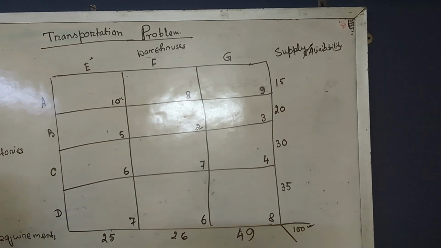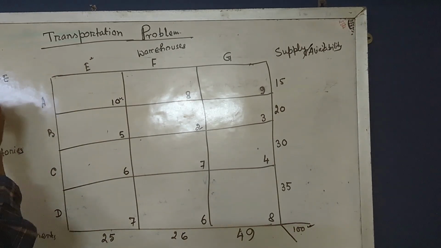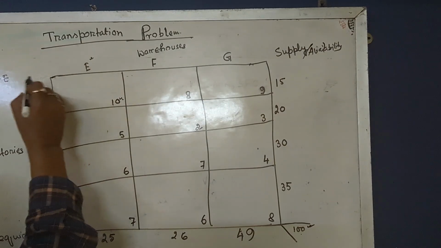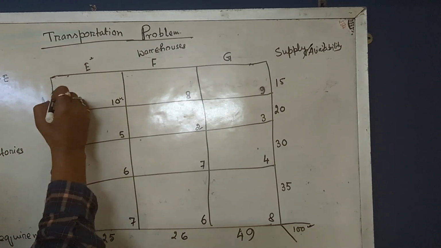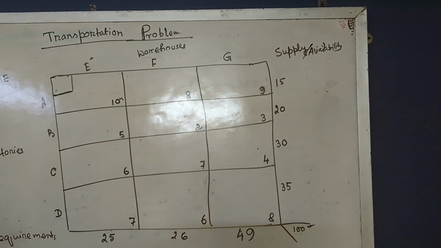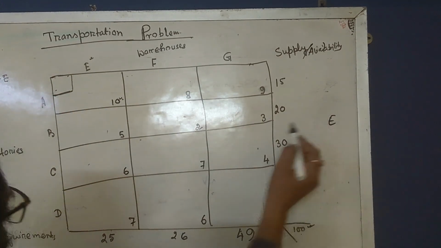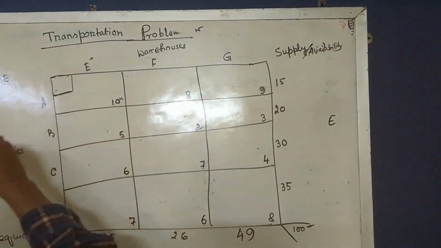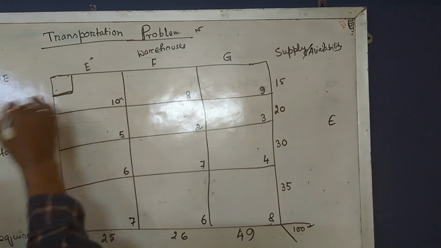Now I am going to discuss the northwest corner rule method. What is this? Northwest: east, west, north, and south. These are the directions. In the northwest corner rule method, you will start allocation from this point. That means this point. This is the rule. Northwest corner rule, because this side is east, this side is west, this side is north, and this side is south. The northwest corner rule means you will start allocation from this corner.